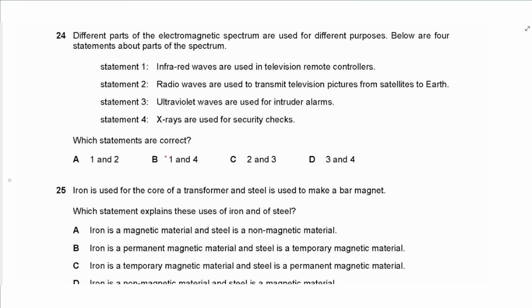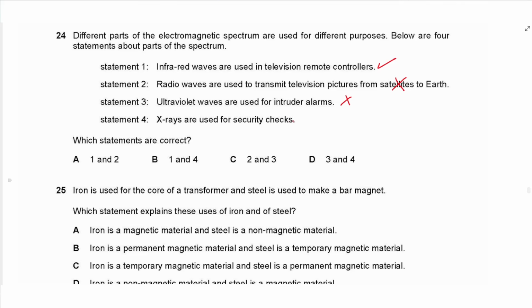Below are 4 statements about parts of the spectrum. One says infrared waves are used in television remote controllers. Yes. Radio waves are used to transmit television pictures from satellites, not from satellites. That uses microwaves. Ultraviolet waves are used for intruder alarms. No.